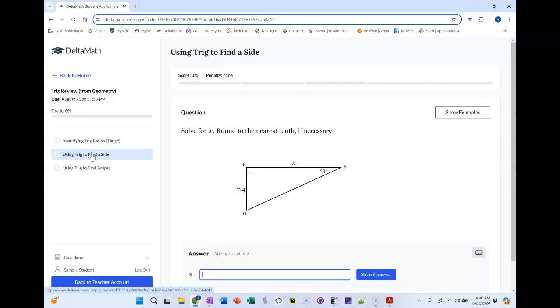You'll have 5 questions where you have to find the missing side using trigonometry. Again, if you get one wrong, that's not a problem. It's just going to make you keep doing until you get 5 total. There's no penalty for wrongs. You don't have to start over and get 5 in a row, just 5 total. Everybody's okay there? Just like we did in examples, right?